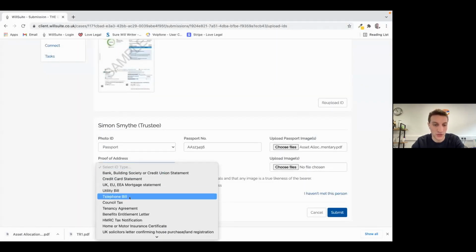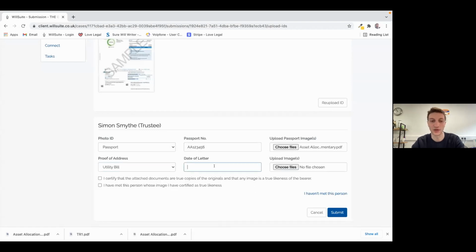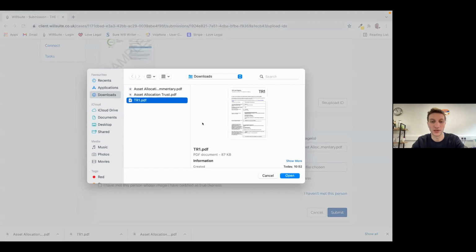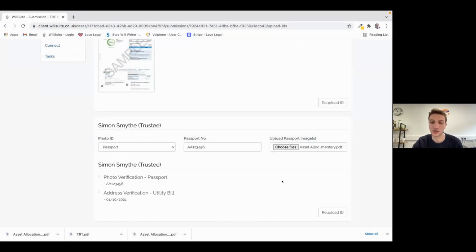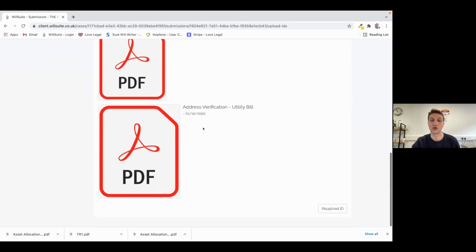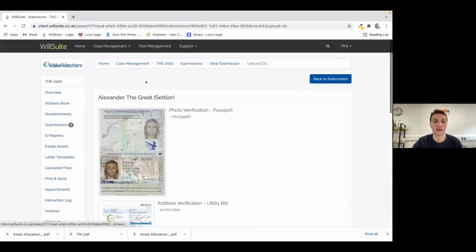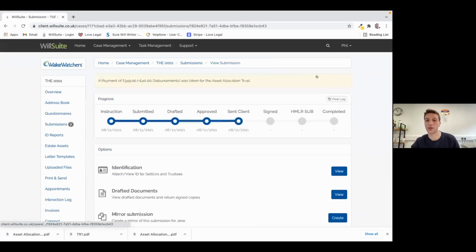And then we choose the utility bill for the trustee as well. So we just put the date as the 1st of October, and we put the various documents. I just picked 2 random documents here just to give you an idea anyway. So you can upload PDFs as well. Okay, so we then go back to the submission.